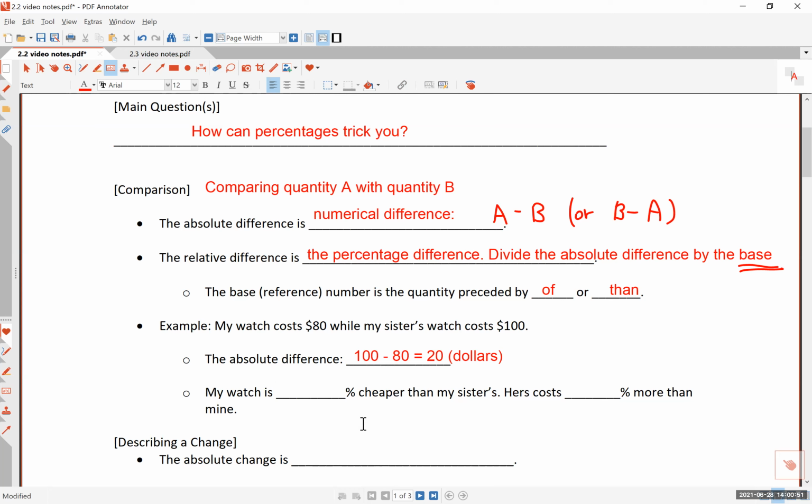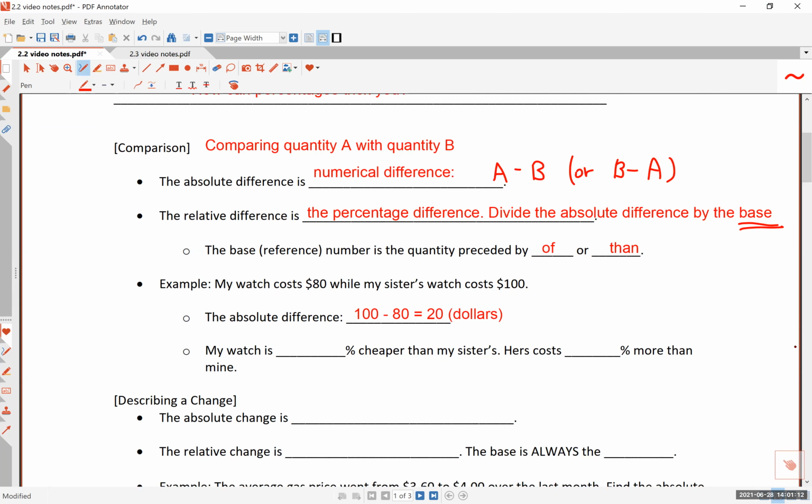But here comes the tricky part. My watch is what percent cheaper than my sister's watch? Let's try to do this using handwriting mode, because that's much easier. So $20, right? But you see, my watch is blank percent cheaper than my sister's. So my sister's watch price, which is $100, becomes the reference number. Then 20 divided by 100 is 0.20, which is 20%. And so that is the answer to this question. My watch is 20% cheaper than my sister's because mine is 80 and hers is 100. This may have been easy. The next one is different.